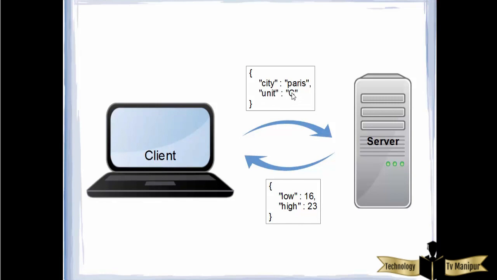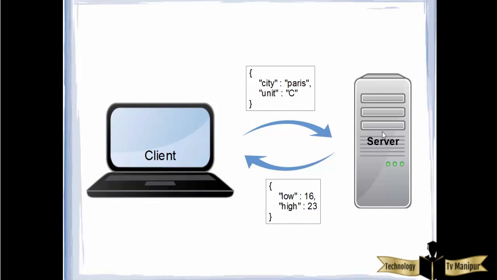In the same way, once your server has some data, it's going to send it in this format. Here low means low temperature, so low is a key and 16 is the value. High is the key and 23 is the value. So this is the format of a very simple JSON which can be sent from the client to the server and then from server to client. So JSON is essentially a data format.